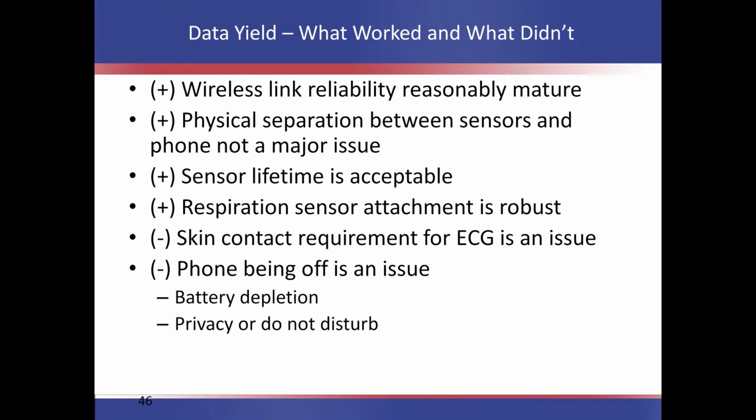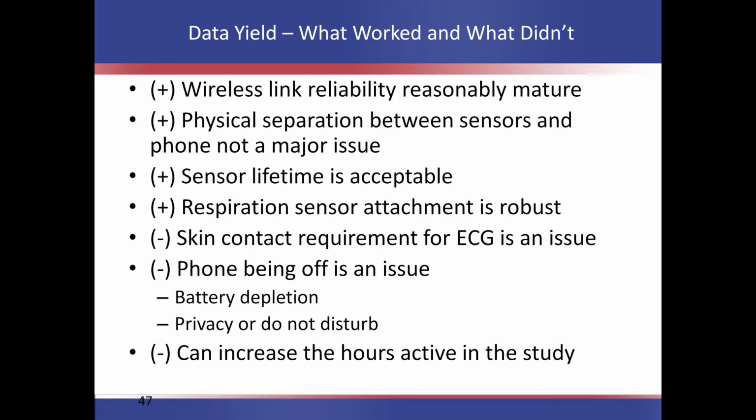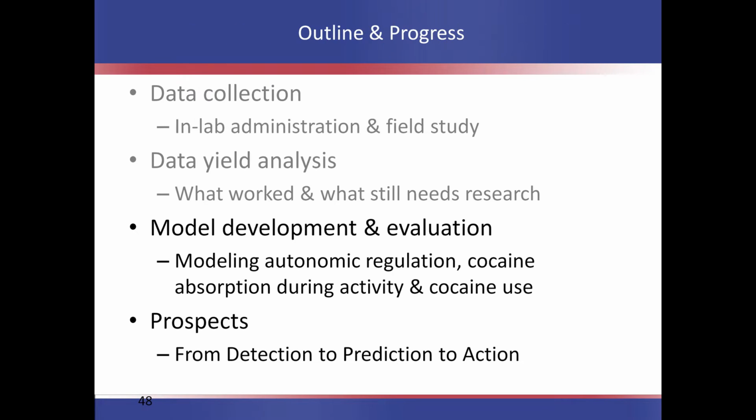Phone being off is an issue because we lose about 0.8 hours per day of data, and with phones becoming more energy efficient or doing smarter sampling and processing on the phone, we could further improve that. At this point, people are not in the study for over 9 hours, and one could make more convenient sensors to have them in the study for longer. Next, I'll talk about the model development and evaluation.